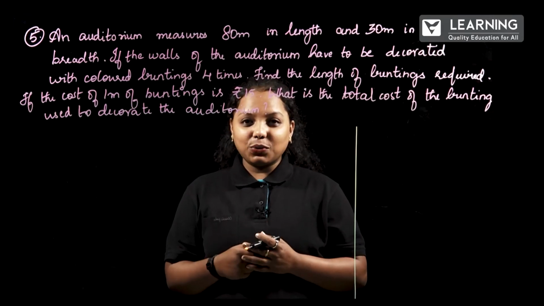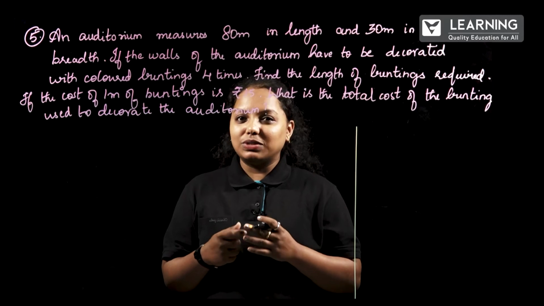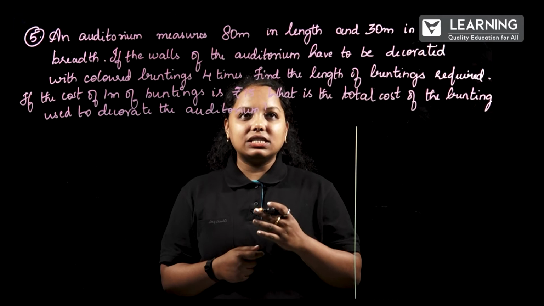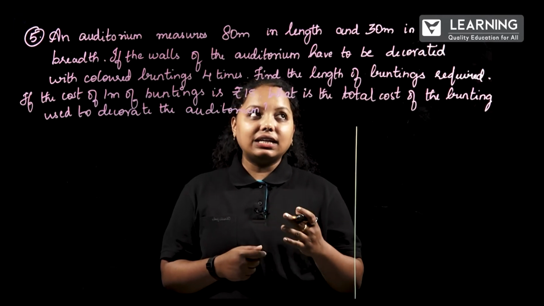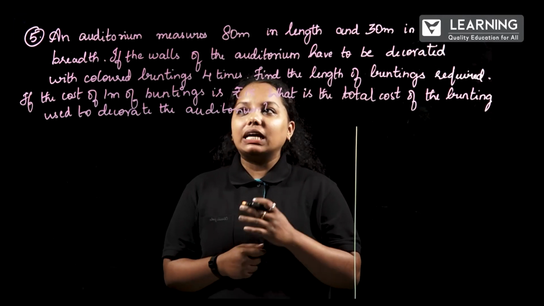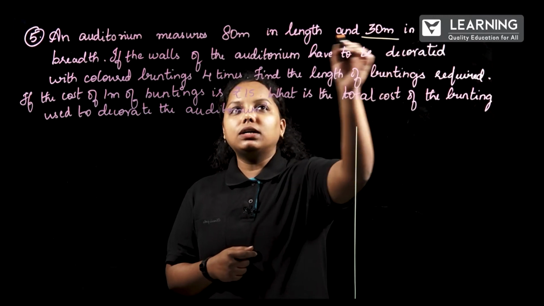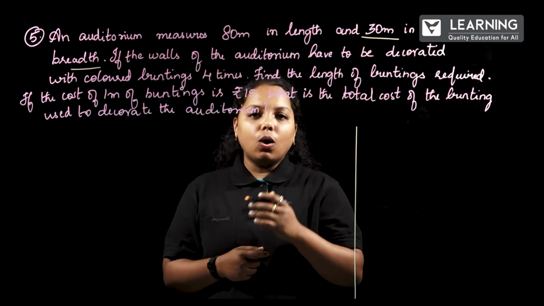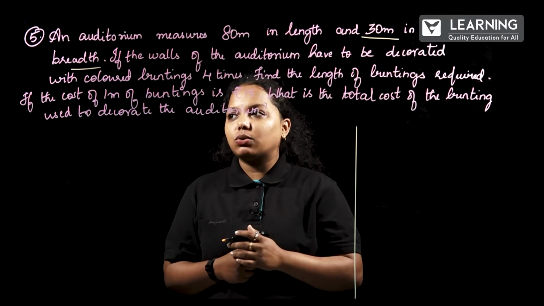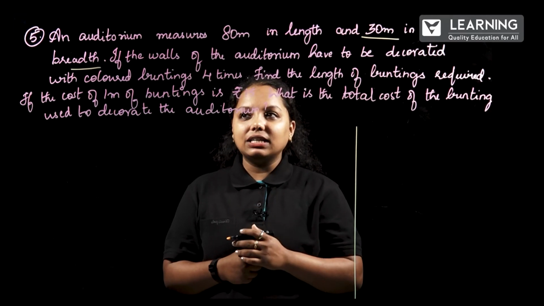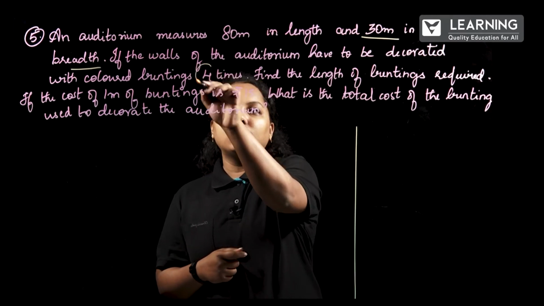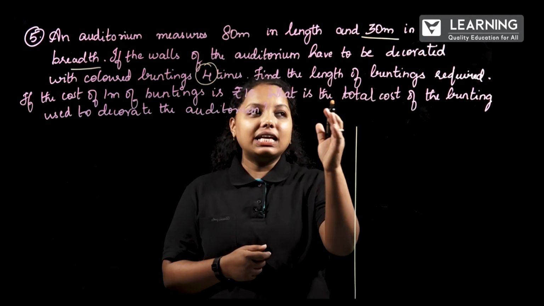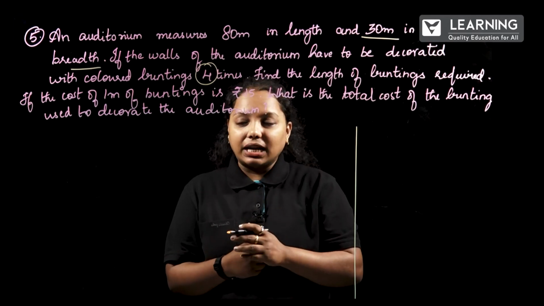Now, the next question and last question of this session: an auditorium measures 80 meters in length and 30 meters in breadth. If the walls of the auditorium have to be decorated with colored buntings 4 times, find the length of buntings required.